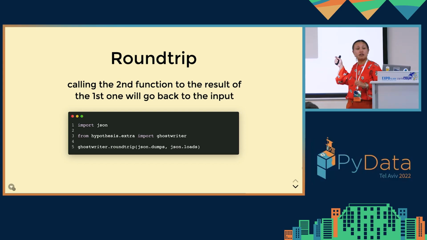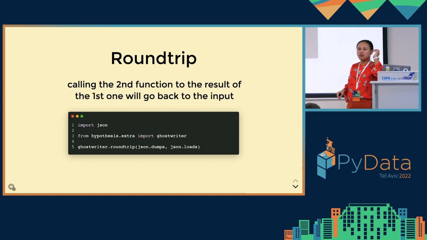You can try this yourself. Again, you type hypothesis write JSON. JSON is the standard library that has a lot of things you can work with, for example, JSON dumps and JSON loads. They are a pair, like encoding and decoding. One changes your dictionary into a JSON string, and the other does it the other way around. So the round trip should go back to where it was: you encode it and you decode it, and it comes back to where it was.